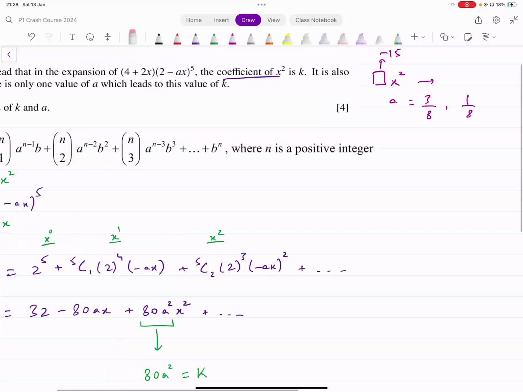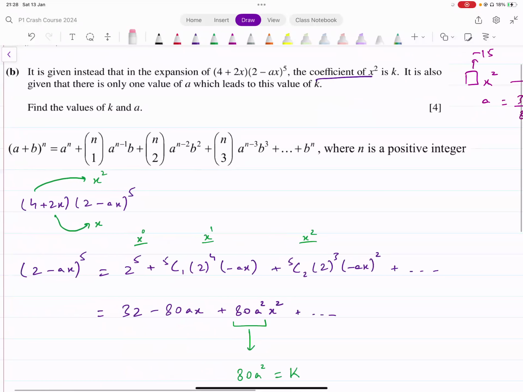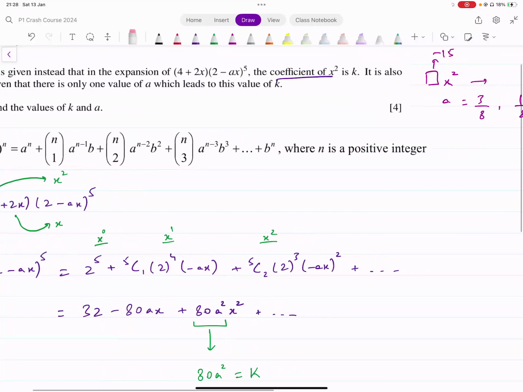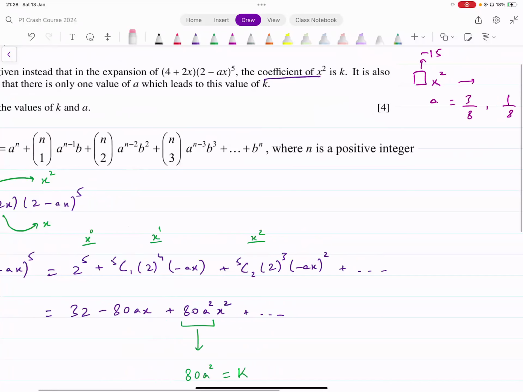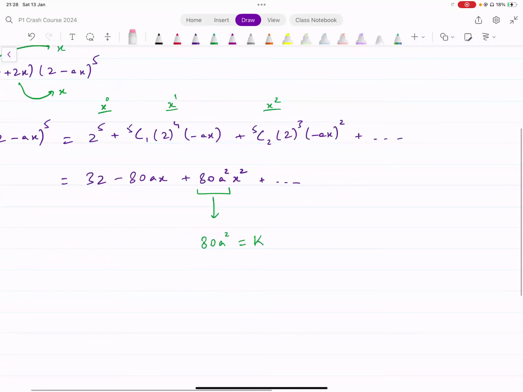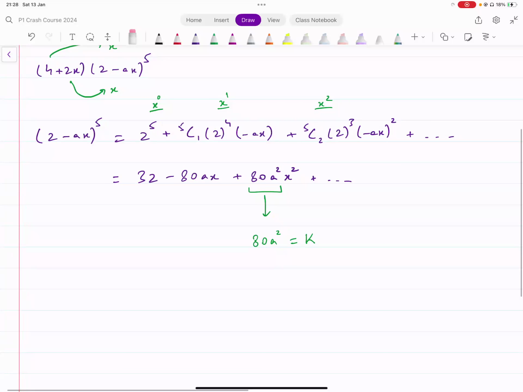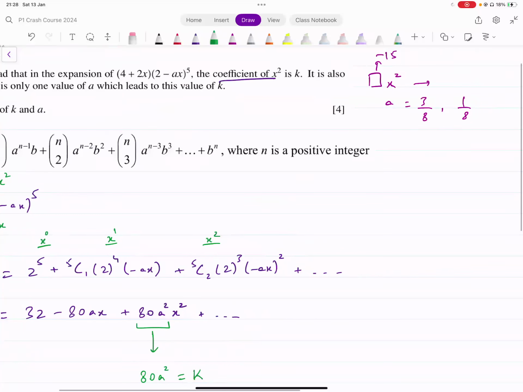Okay, so that was the first part. The coefficient of x squared was given to be minus 15 there. But now we are not given that the coefficient of x squared is minus 15. Okay, so that's k instead. And it's also given that there's only one value of a that we should be getting. So the value of a here should only be 1. In the first part, we got 2 results.